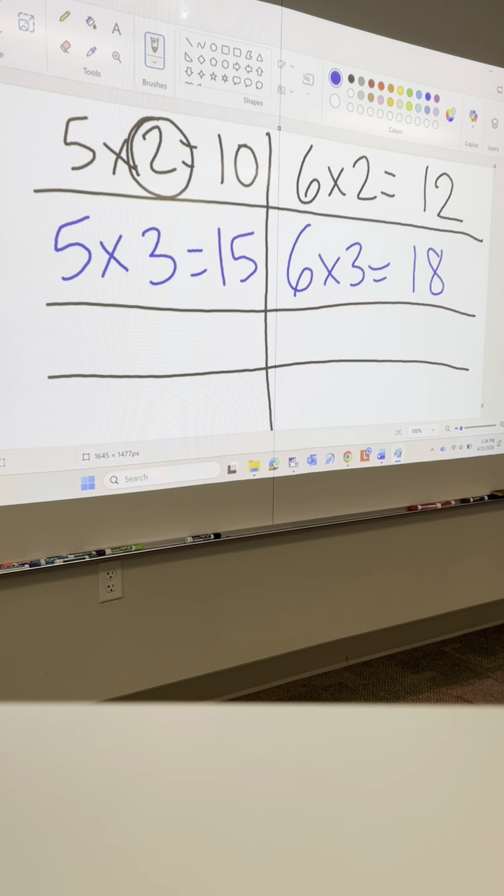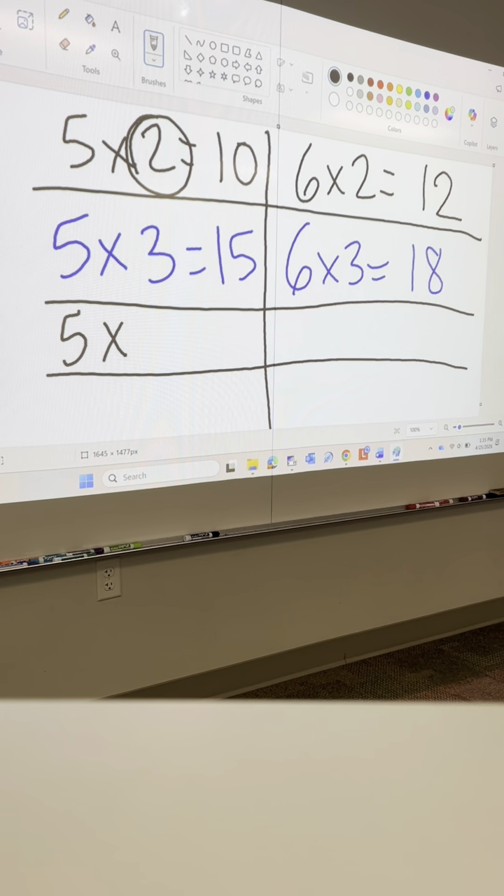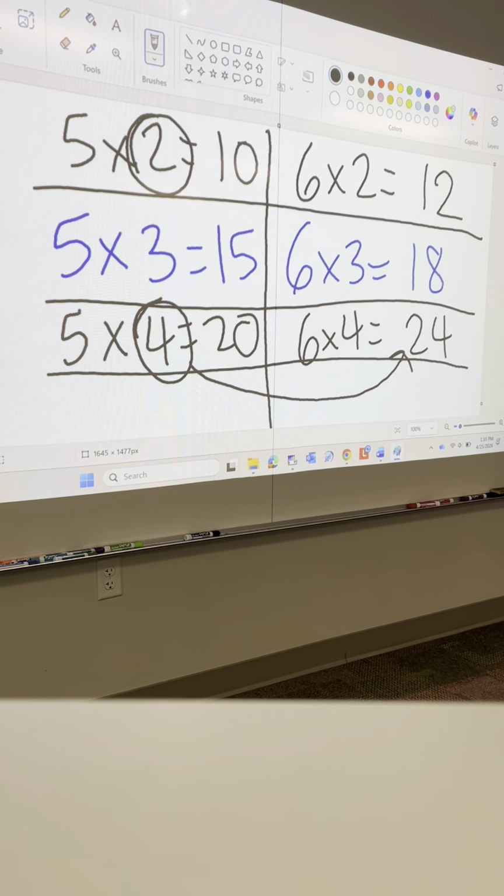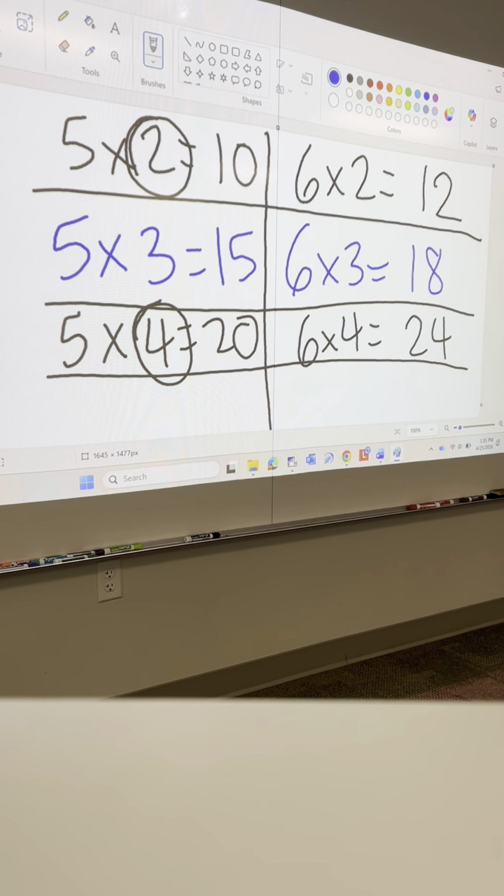So I move into my next one. 5 times 4 equals 20, and 6 times 4 equals 24. So again, my number that changes is the number I build up to left to right and going from 5s to 6s. Now I'm going to do one last row and point out a few more patterns that I showed to my students. 5 times 5 will give me 25, as well as 6 times 5 giving me 30.